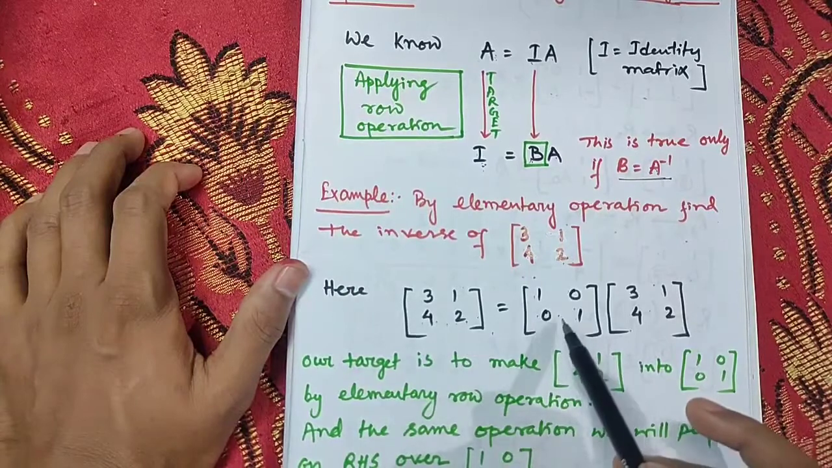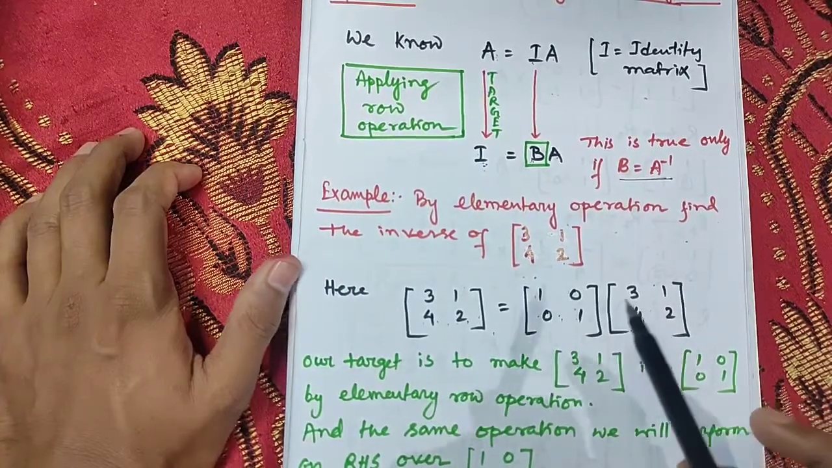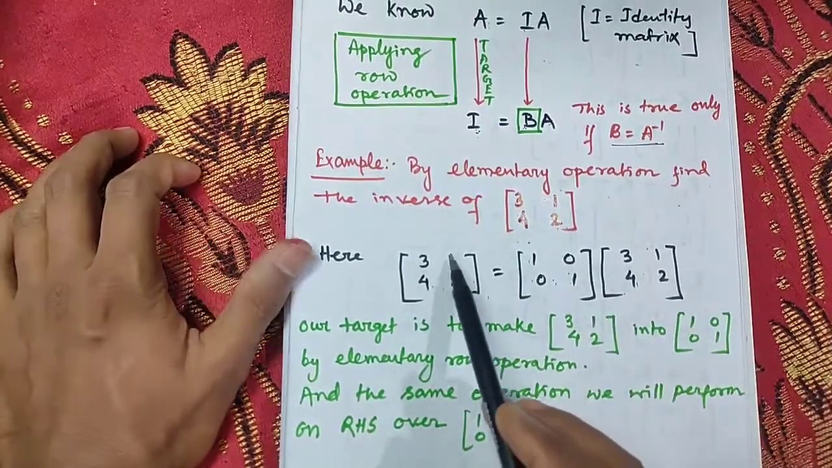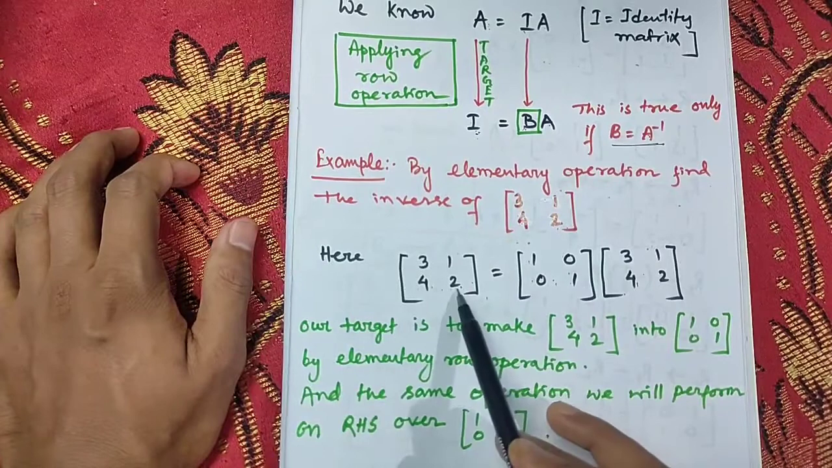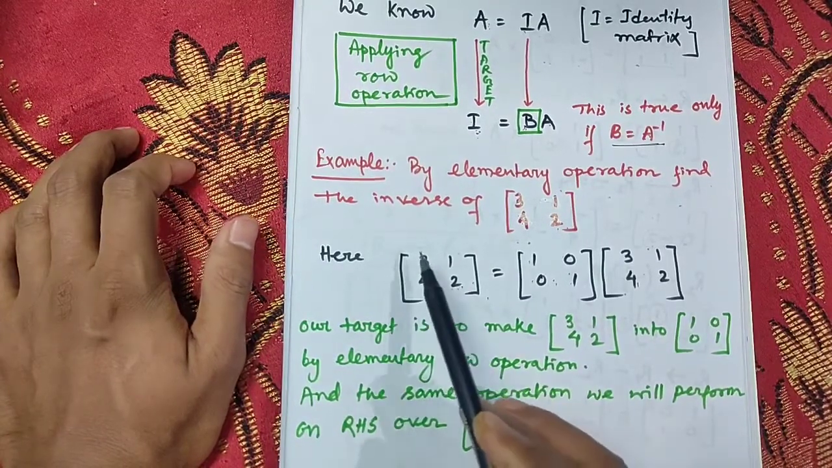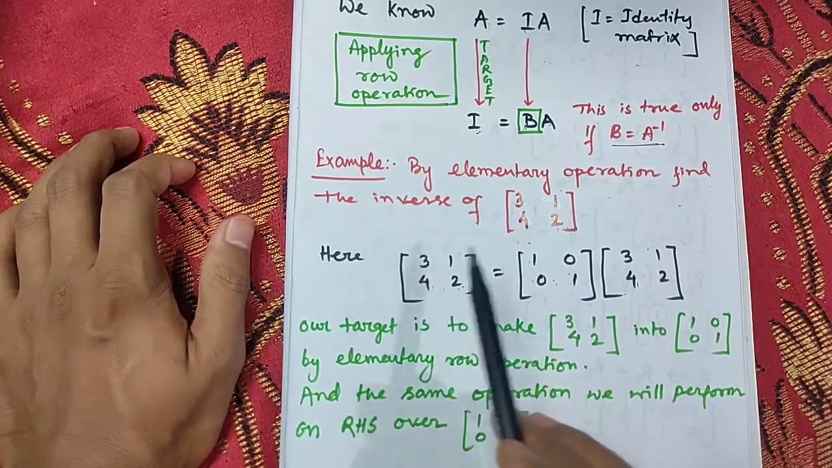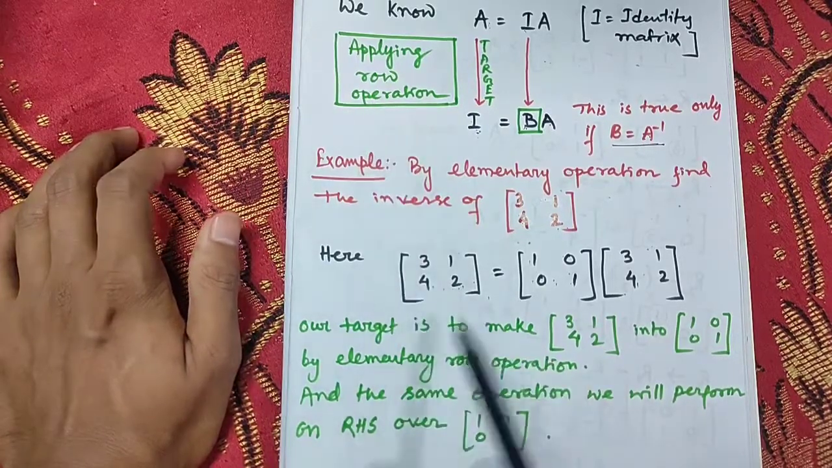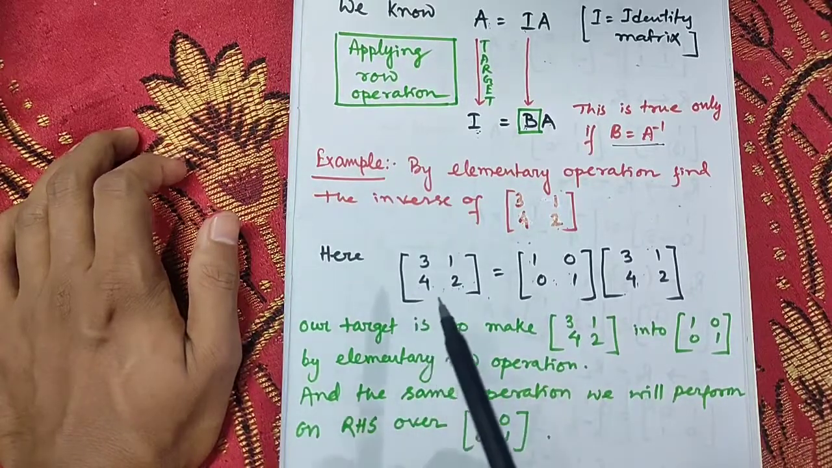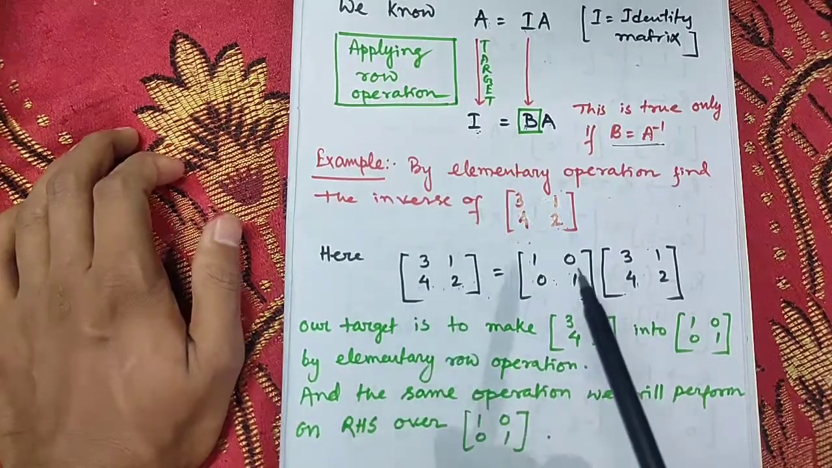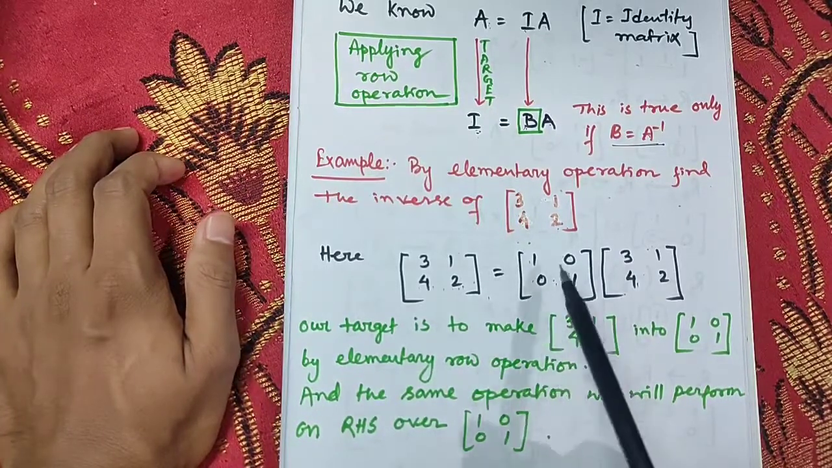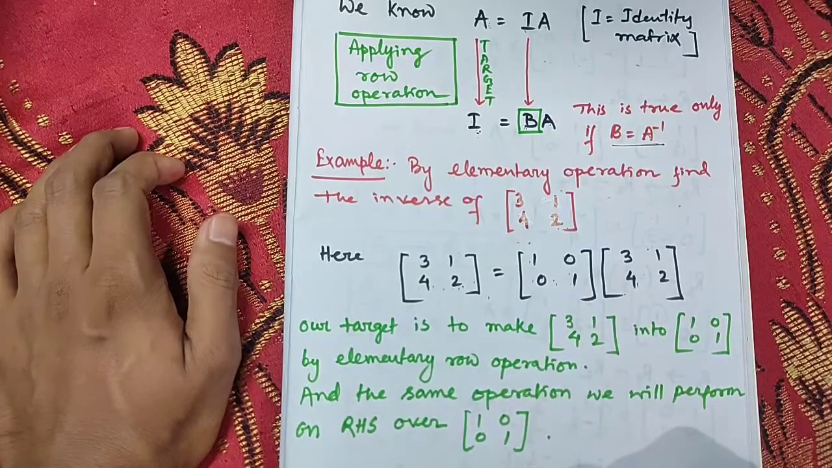A equals I into A. Now what is our target? We have to find A inverse. So our target is to make this matrix into identity matrix. That means on the left hand side we have to make 1, 0, 0, 1 by elementary row operation. And whatever operation we are applying over here, the same operation we have to apply over here also, in this matrix also. So this matrix will convert to another matrix and that will be the value of A inverse.